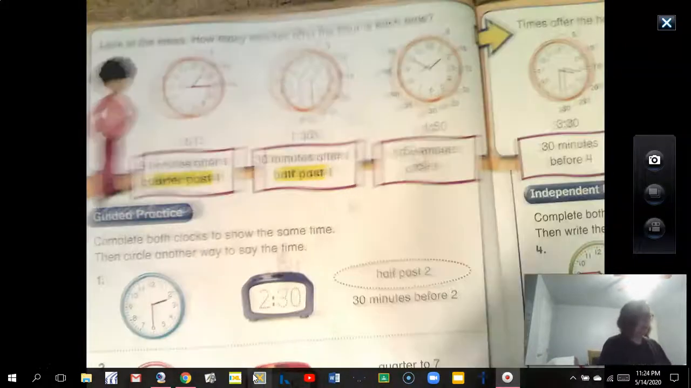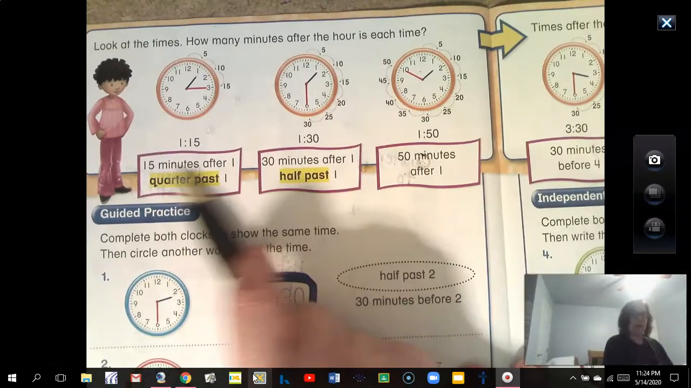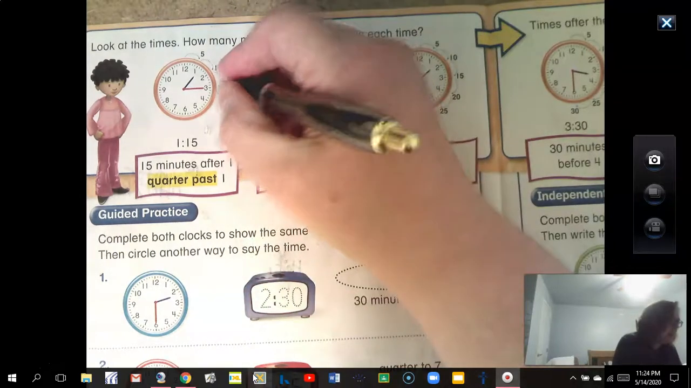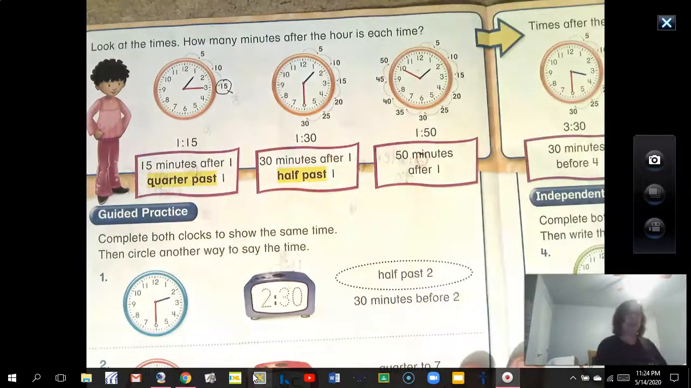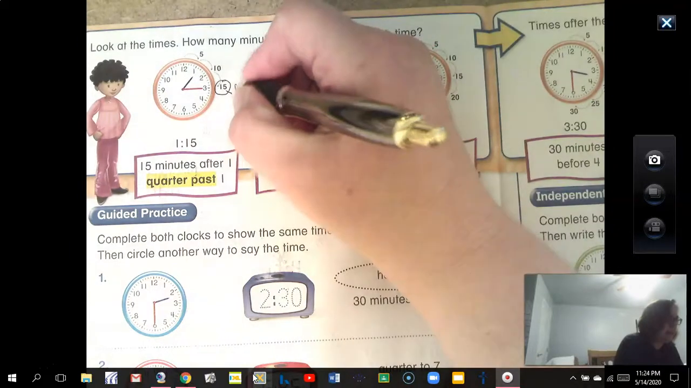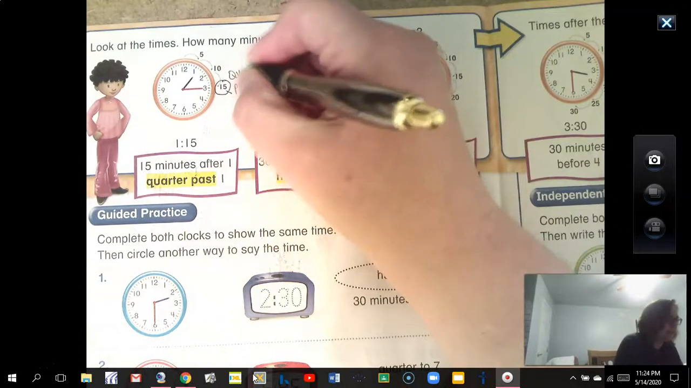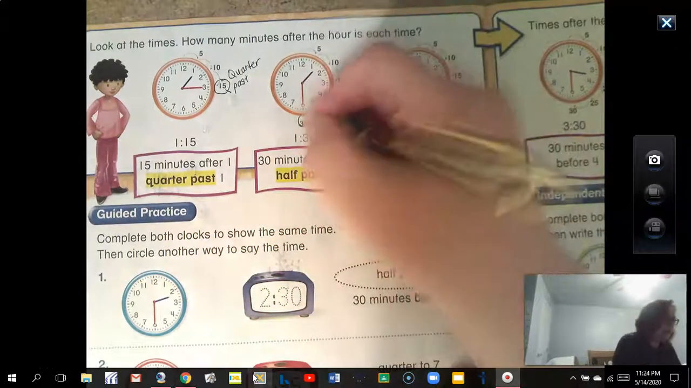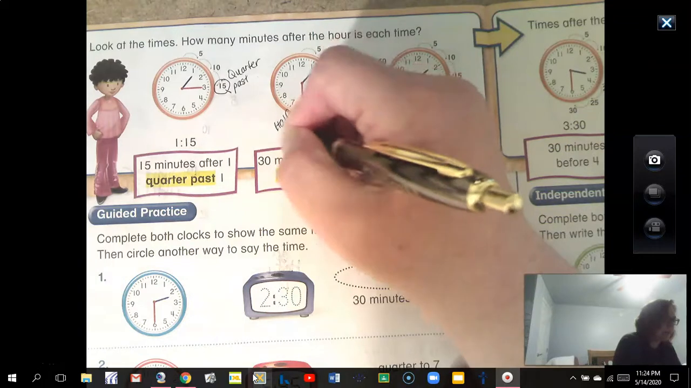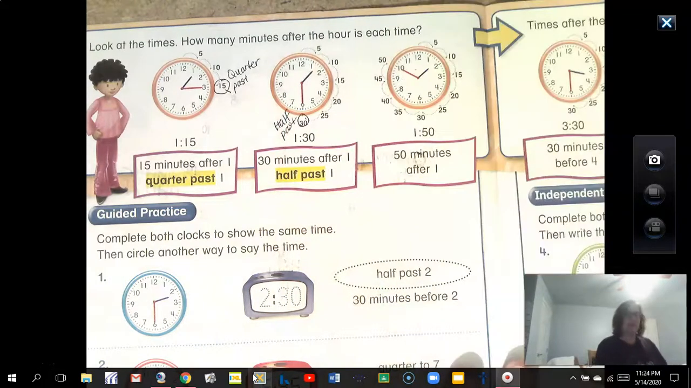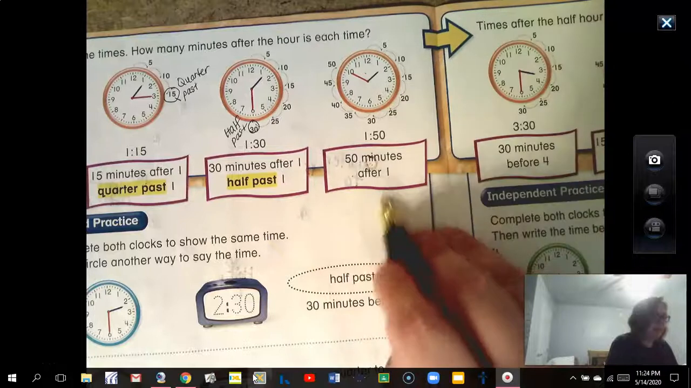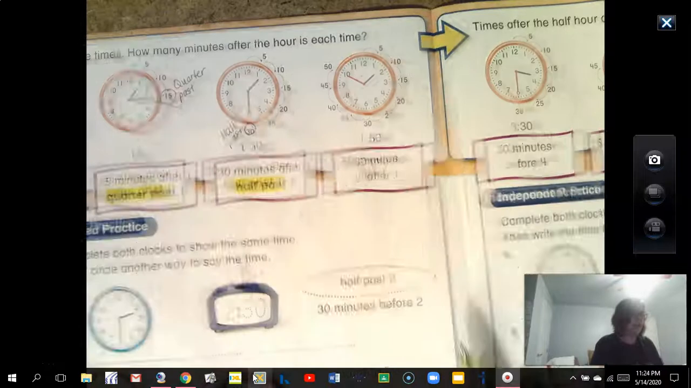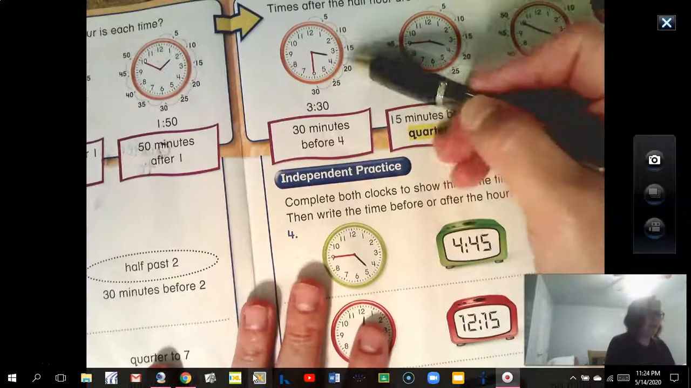So now, up at the top it says 12 minutes after 1 or quarter past. So there's that quarter past. And then 30 minutes after, right here, is half past. And then 50 minutes after 1, 50 minutes all the way after, we just did that.